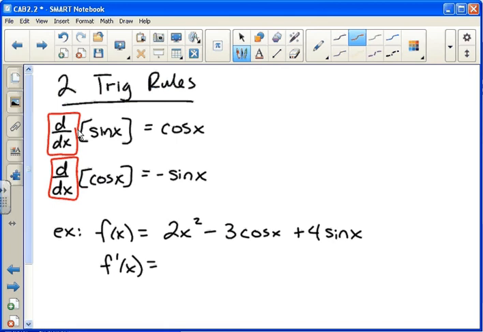Now the derivative of 2x squared would be 4x. Multiply by the 2, subtract 1 from the exponent. Now here we have negative 3 cosine x. Now the derivative of cosine is negative sine, so I'm going to have positive 3 sine x. It turns positive because the derivative of cosine is negative, so then I have 2 negatives. And then the 3 just stays. The coefficient just stays. Now the derivative of 4 sine x will be 4 cosine x, because the derivative of sine is simply cosine.